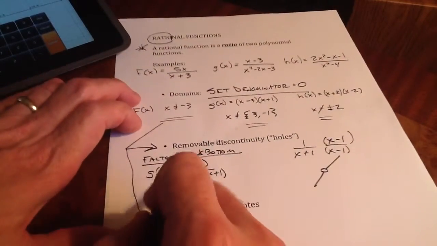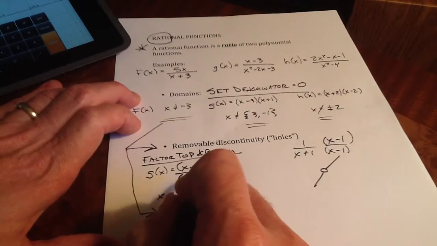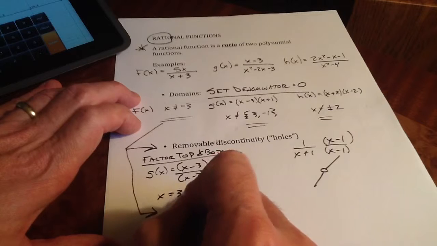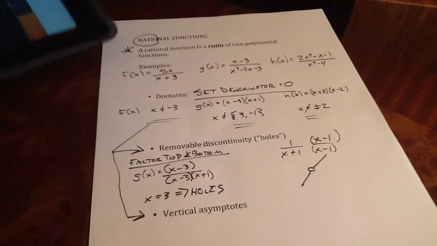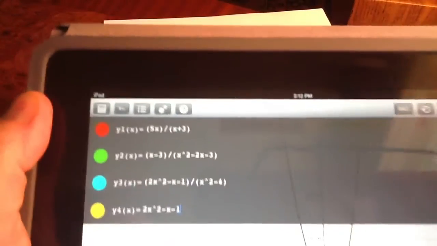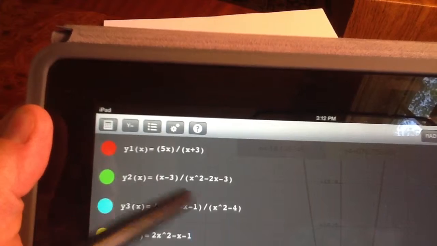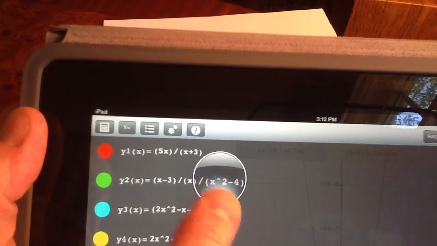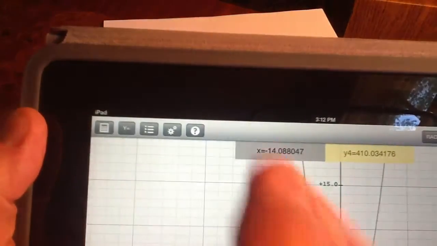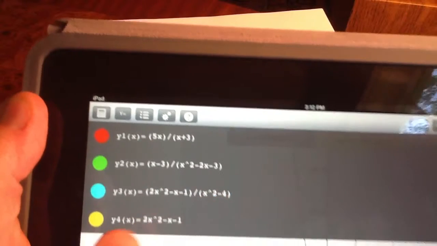Correct? So when x equals 3, there's a hole. Let's take a look at what that might look like graphically. Which one are we investigating? Oh, by the way, when you input these into the calculator, always include parentheses around the top, parentheses around the bottom. Even when I enter just a 5x, I use parentheses every time. Otherwise, you're going to have a problem.